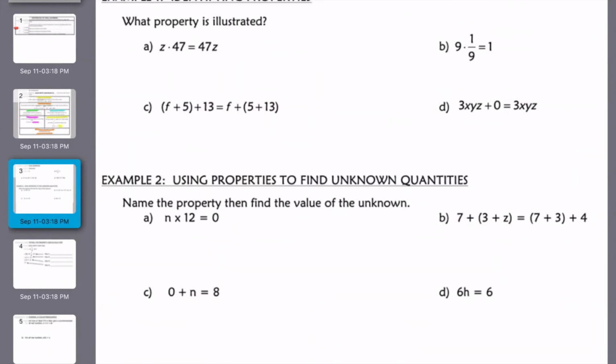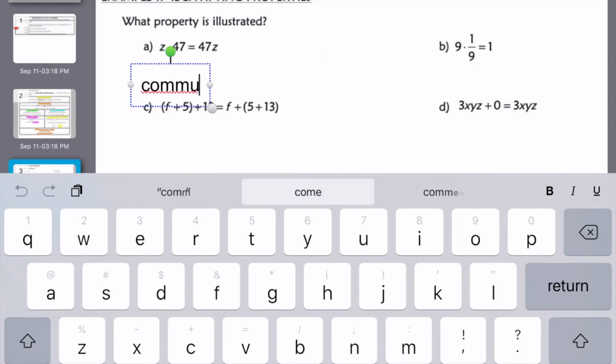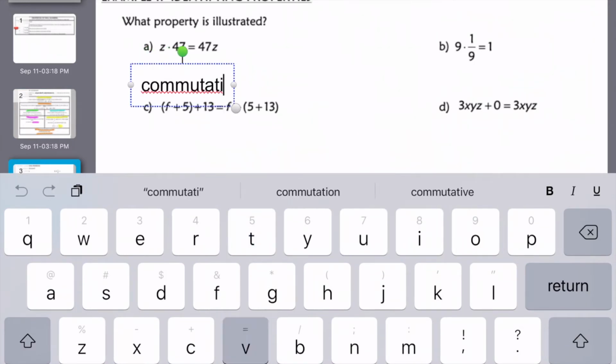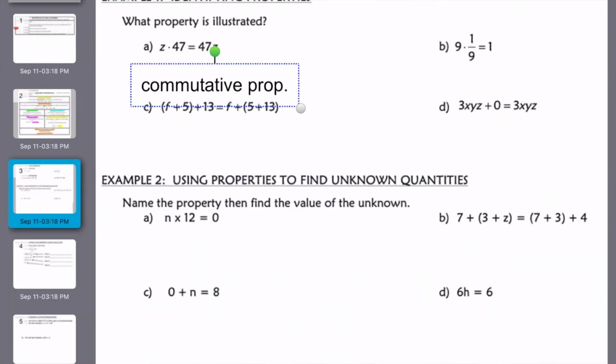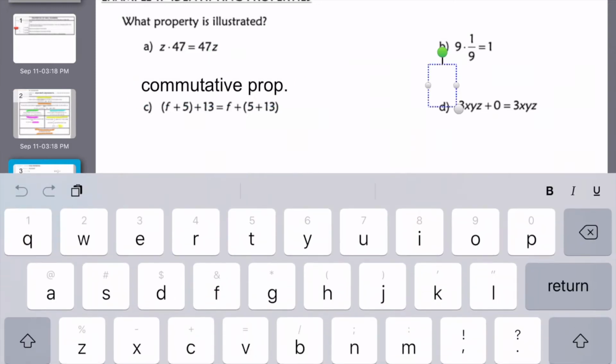Example 1: what property is being illustrated? In this case, for A, we have z times 47 equals 47 times z. This is a good example of the commutative property. And for the next one, 9 times 1 over 9, that is an example of the multiplicative identity.